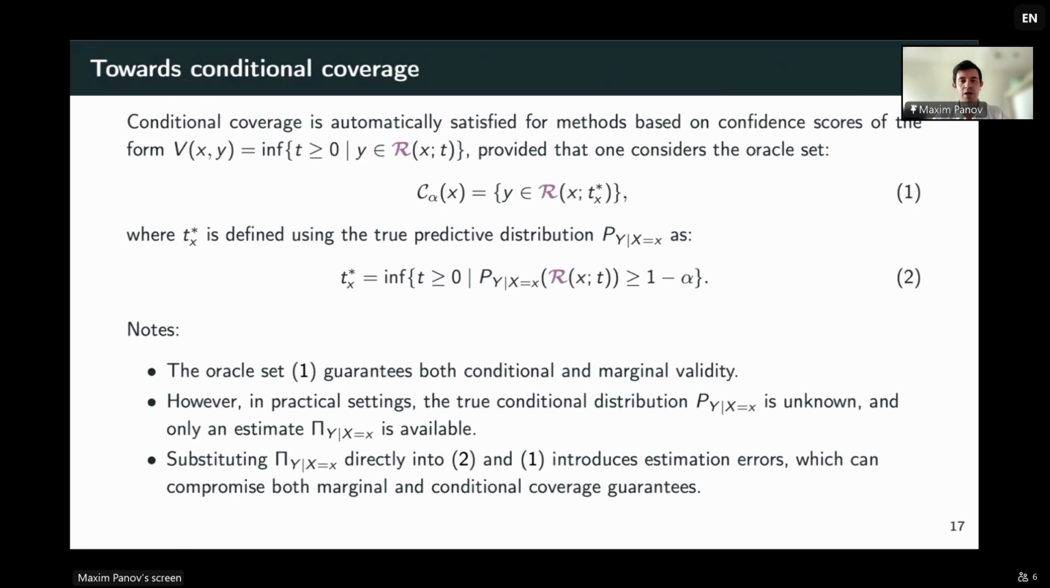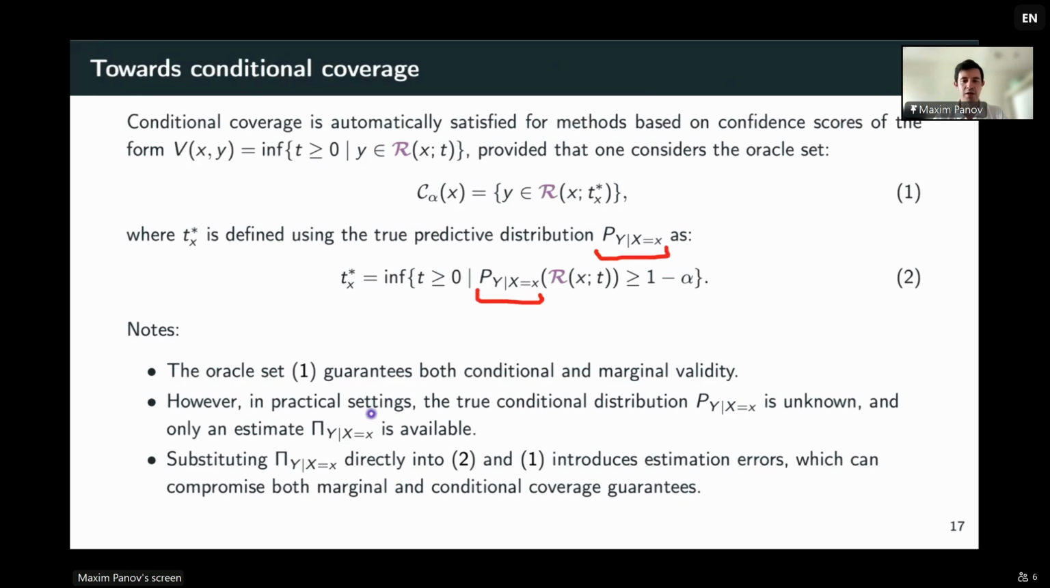First of all, if we have access to the true data distribution, not the approximation, then obviously we can construct the set of the optimal size. Imagine you have a family of sets parameterized by t. Then we can construct the set of optimal size just as the minimal radius such that we have a coverage greater than or equal to 1 minus alpha. On one hand, it's great. On the other hand, we don't have the true pi in practice.